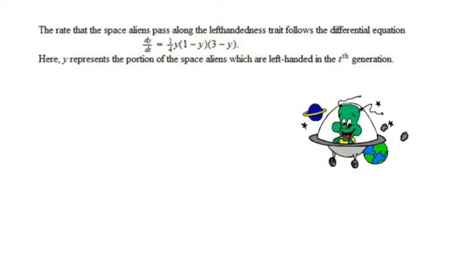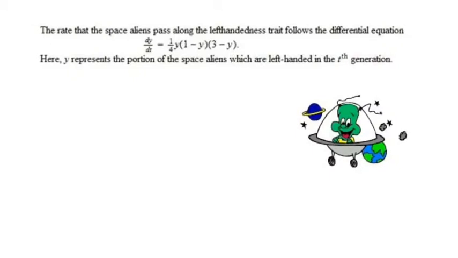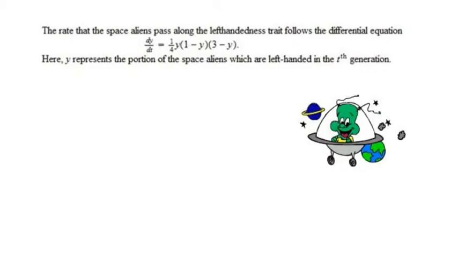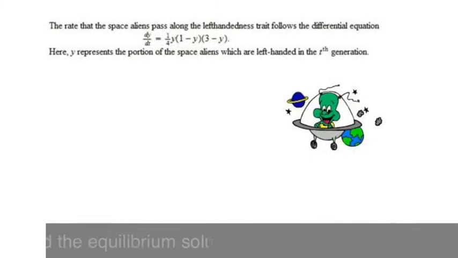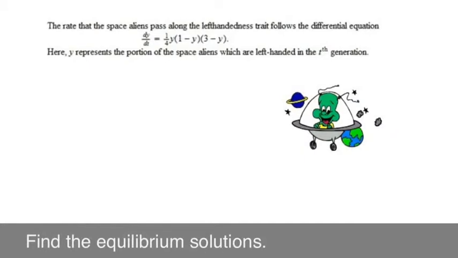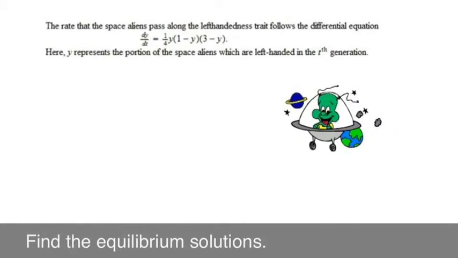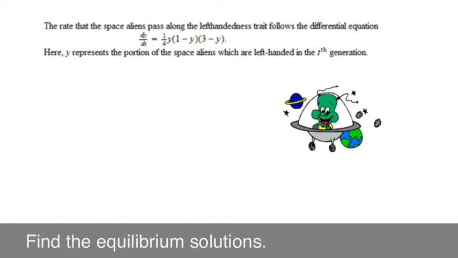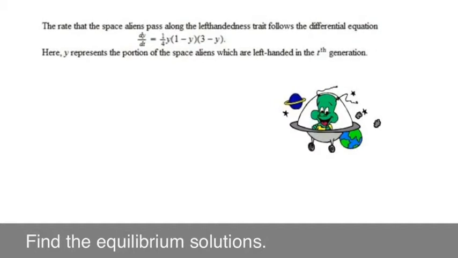So, anyway, we have that the rate that space aliens pass along their left-handedness trait follows the differential equation that you see there. That actually is a standard model for passing along traits, not necessarily for space aliens. Now, we will not solve this differential equation by hand, but I would like to see what we can figure out graphically. So the first thing that we should do is find the equilibrium solutions.